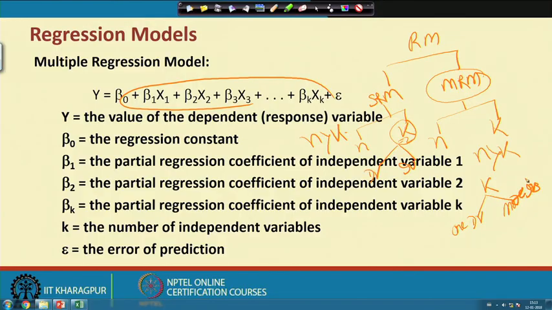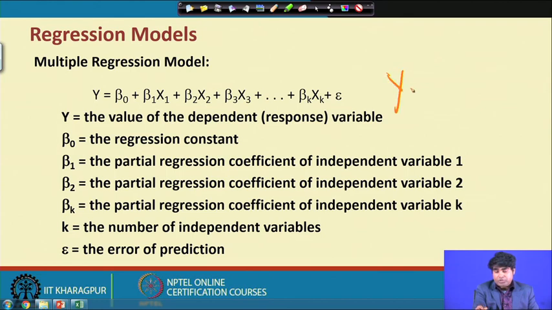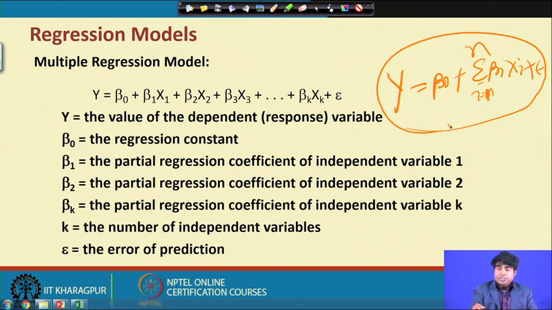And if you put it in a summation form, then the regression model will be y equal to beta 0 plus the summation of beta i x i, i equal to 1 to n, and then the error term. So, this is the general format of multiple regression modeling.